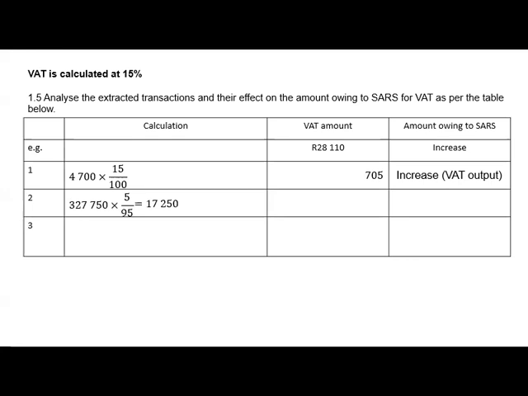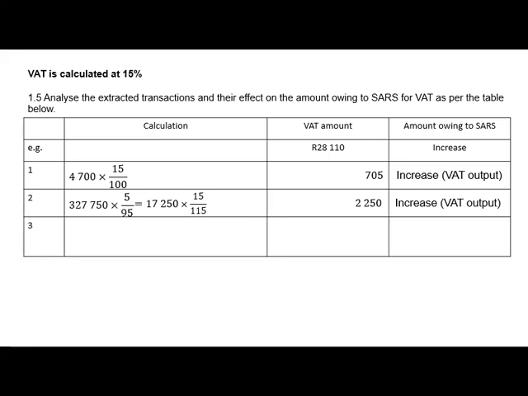And what we're going to do is to take that 17,250 times it by 15 divided by 115, because it's already inclusive of VAT. So you always divide by 115 if the amount is inclusive of VAT. If it is exclusive of VAT, you divide by 100. Now, when you find 15% of that 17,250 inclusive of VAT, you will get a VAT amount of 2,250. And this will increase VAT output because it's on discount received, or it reduces VAT input. Well, it's the same, it'll have the same results.